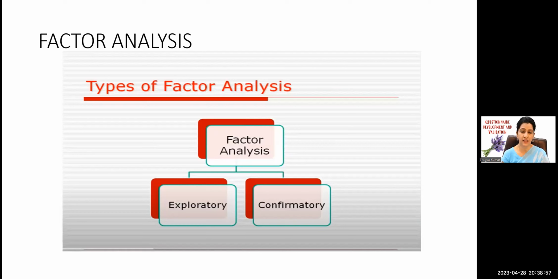So factor analysis is basically of two types: exploratory factor analysis and confirmatory factor analysis. Exploratory factor analysis is done when nothing is known about the dimensionality of the construct. But you will see that these days, even if the dimensionality of the construct is known, we also do exploratory factor analysis just to see whether the same dimension is there in our population or some other dimension.